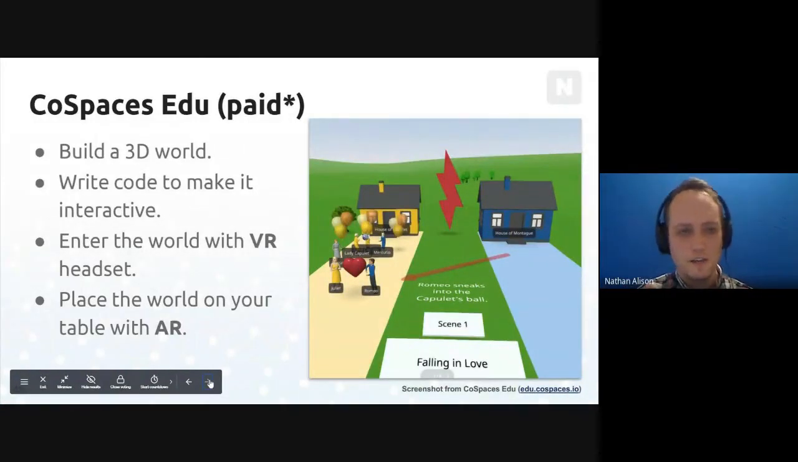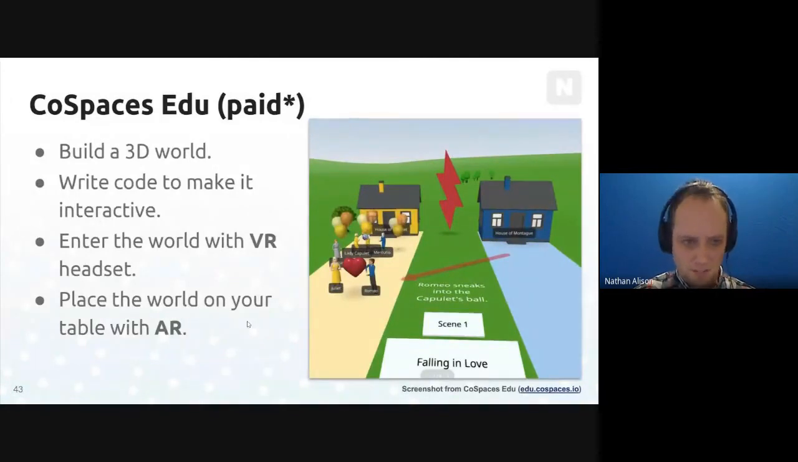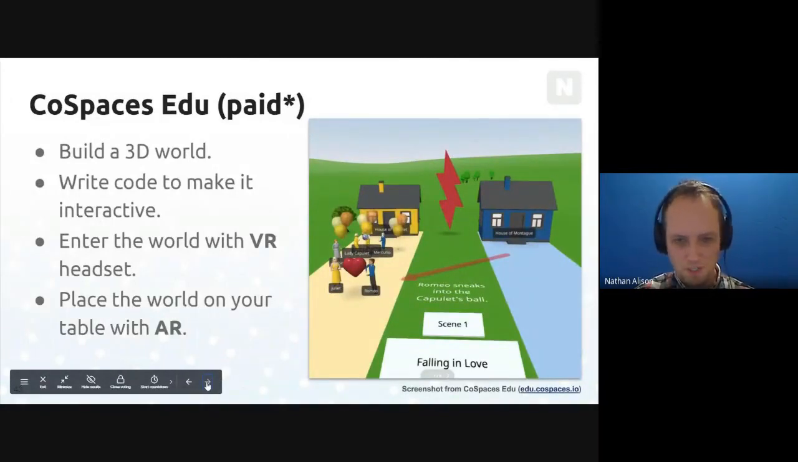And then lastly, for VR, there's also an option of this one, CoSpaces. I put the asterisk next to paid. There is a free version, but it doesn't get you very far. But what you do here is you build a 3D world, you write code for it. You can use visual code or I think JavaScript, and you can make it interactive that way. And then you can enter that world with your VR headset. So they've got a little example here of a Romeo and Juliet world that's been made. And when you go inside that, you can walk towards or tap on Juliet or Romeo, and they say things, and it tells you a bit about their characters.